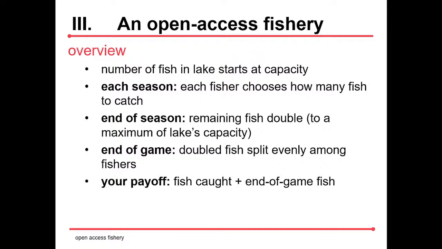At the end of the game, to avoid this end of game effect where everyone just rushes to the resource, the fish are still doubled, so they continue to reproduce, and then whatever fish is left in the season after the last, you get your share. So you split evenly the gains from whatever is left in the pond. So your payoff is given by two parts. What you catch, of course, the more you catch, the more you make money because you sell it on the market, plus the end of game fish, whatever is left at the end.